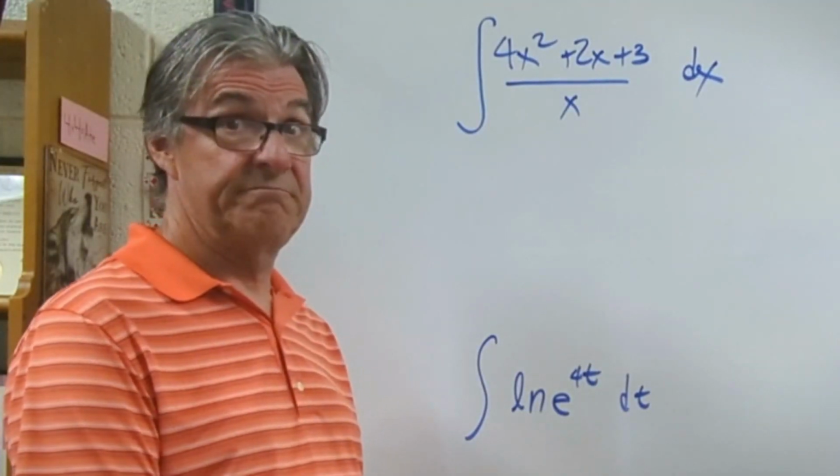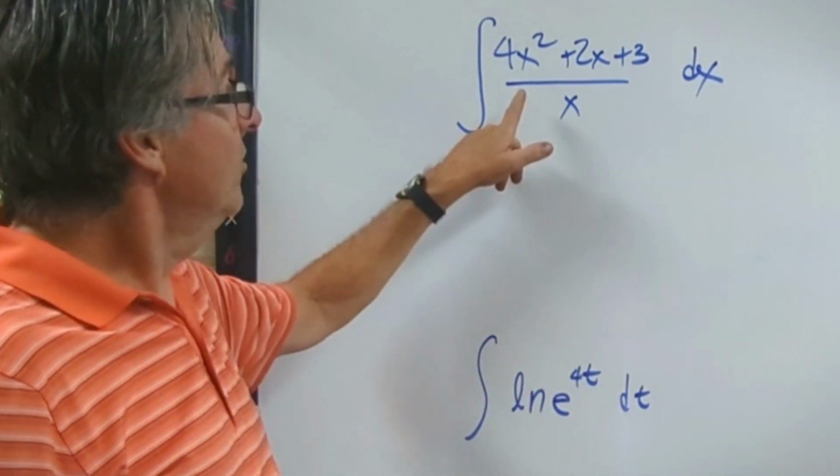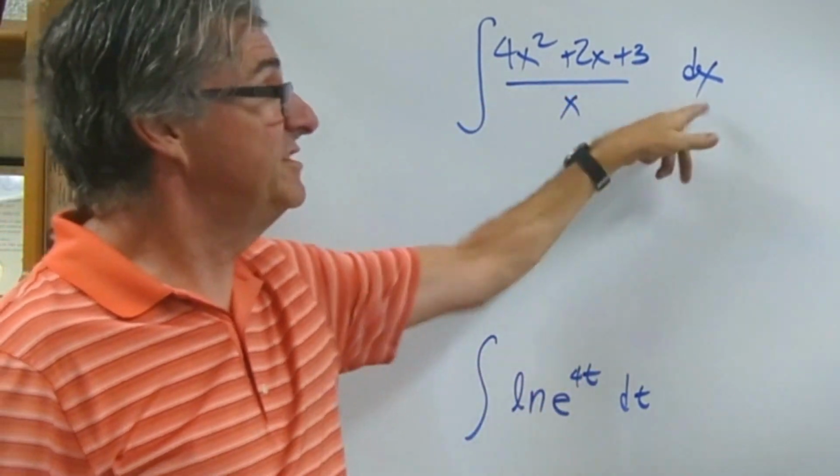Two more examples, getting a little more complicated. So check this one out. Here we go. We want the integral of 4x squared plus 2x plus 3 over x dx.